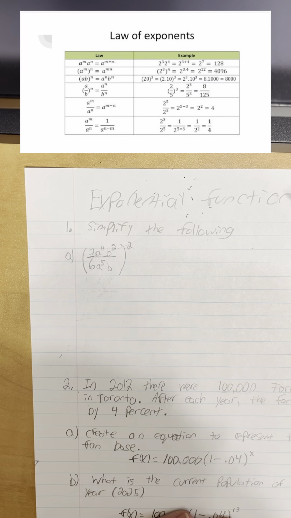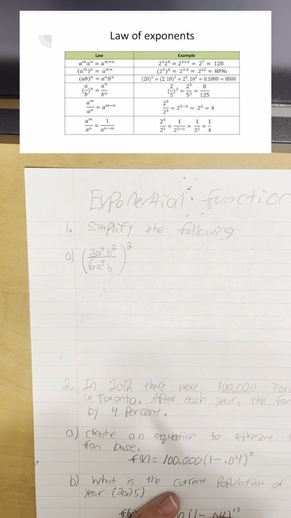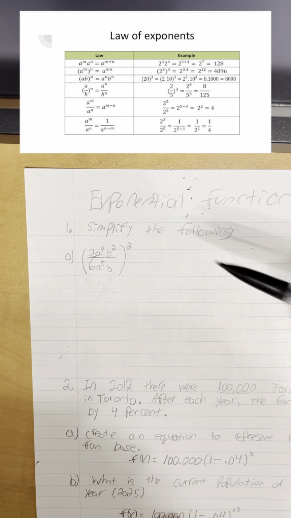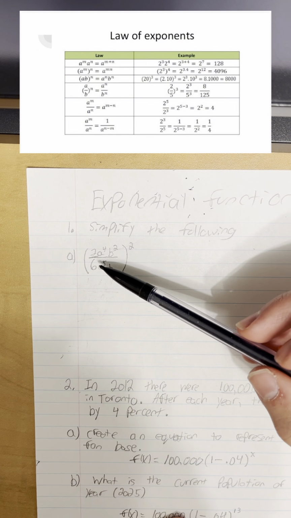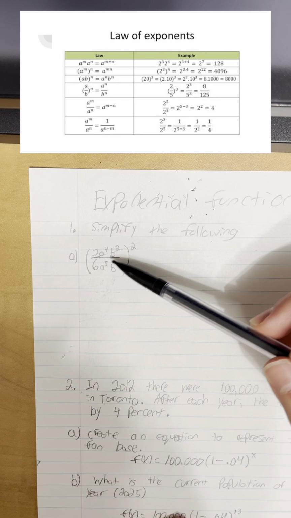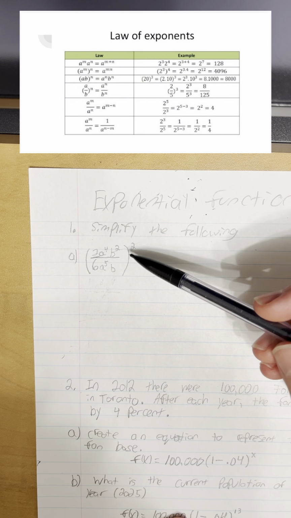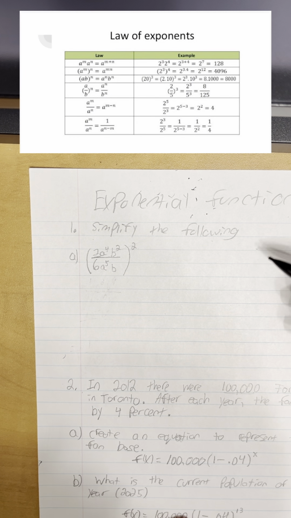Alright, this is the second unit, exponential functions. First question, simplify the following: (2a to the 4 b squared) over (6a to the 5 b), all to the power of 2.